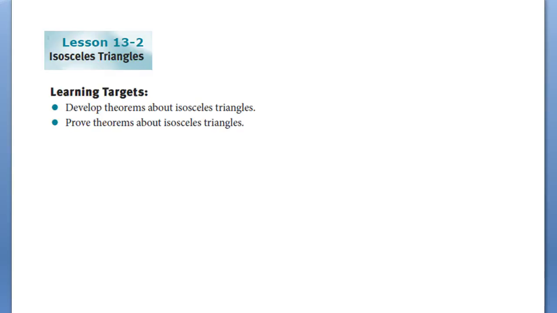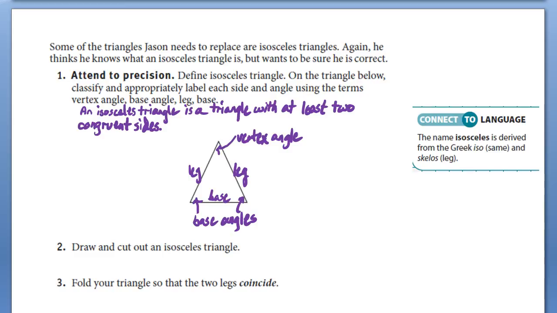This video is for Lesson 13-2, Isosceles Triangles. Learning goals are to develop theorems about isosceles triangles and to prove those theorems. Let's make believe that some of the triangles Jason needs to replace on the rock and roll building are isosceles triangles. Again, he thinks he knows what an isosceles triangle is, but he wants to be sure he's correct.